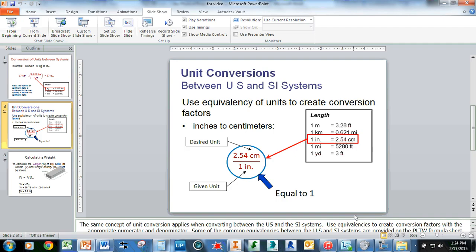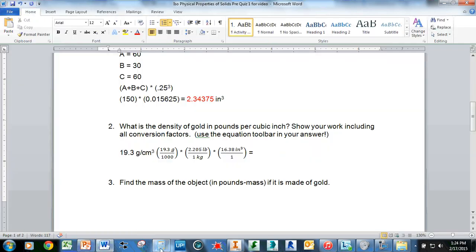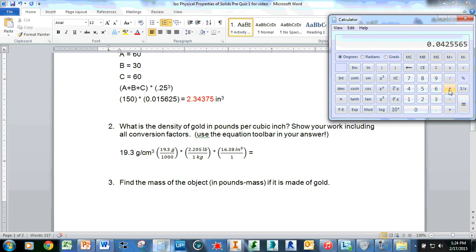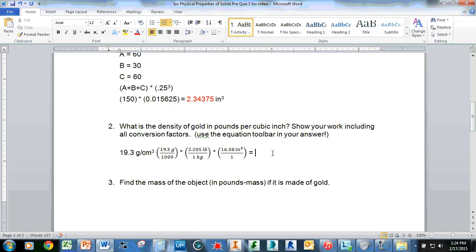2.54 cubed is 16.38. So we have to multiply this number by 16.38. And that's going to come out to 0.697. That right there is our pounds per cubic inch. So we have now converted grams per cubic centimeter to pounds per cubic inch. And this will be our number.